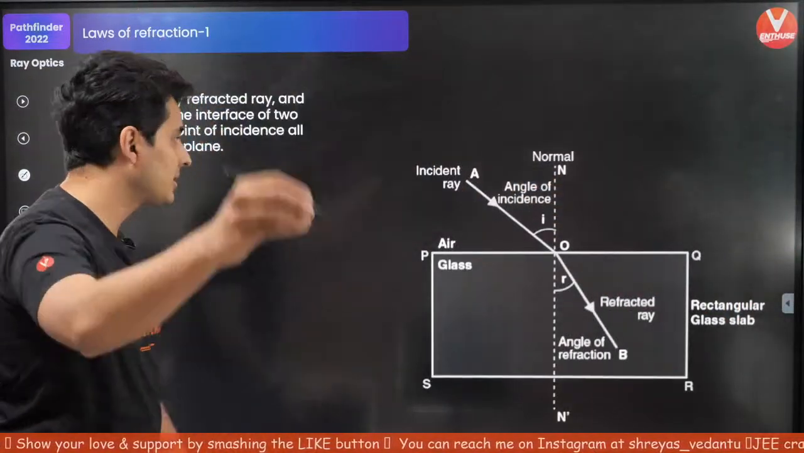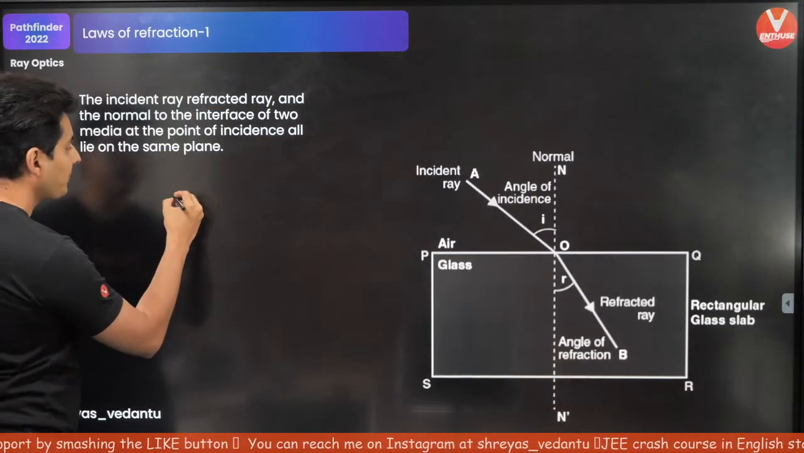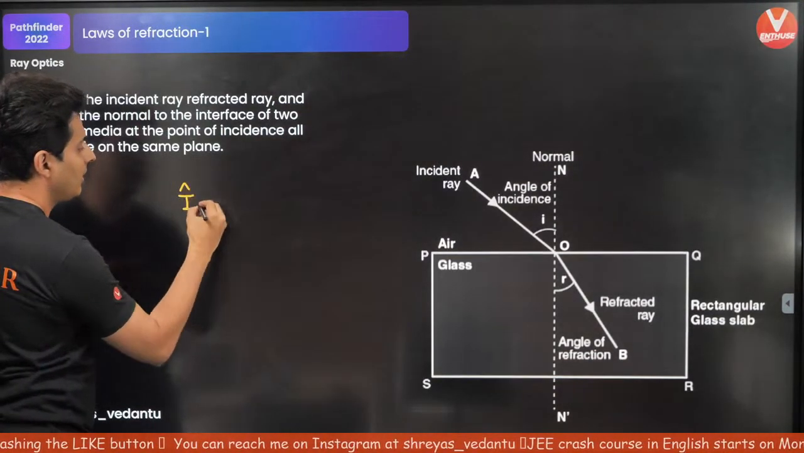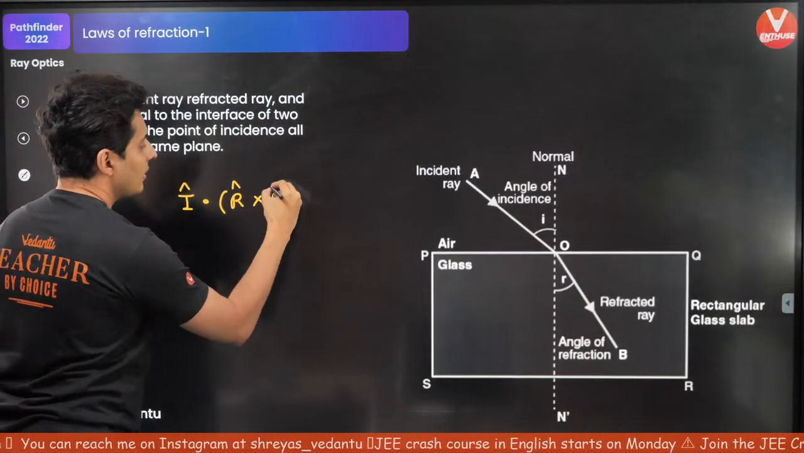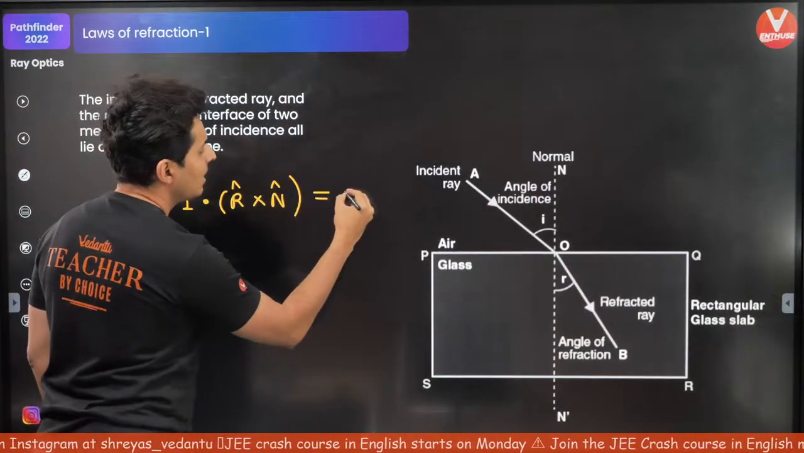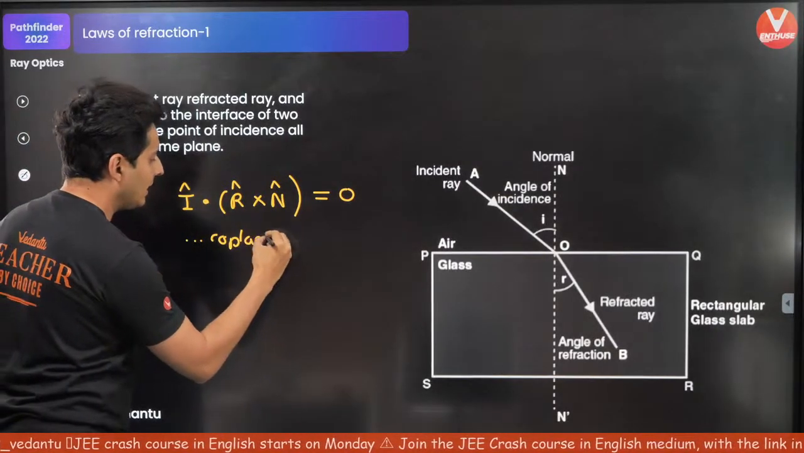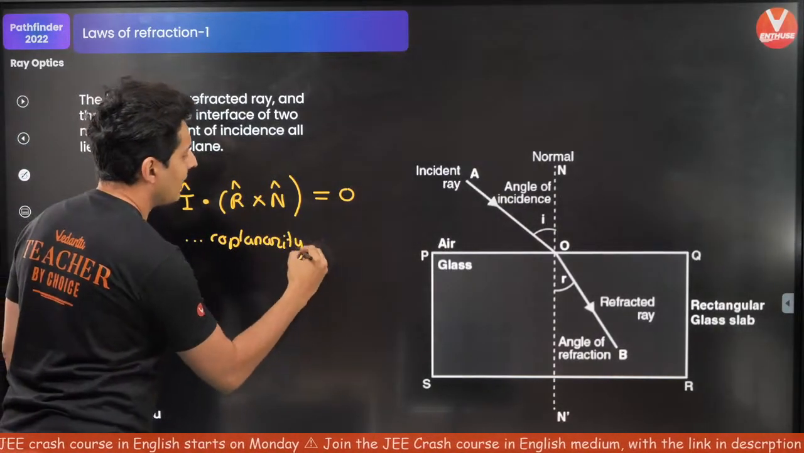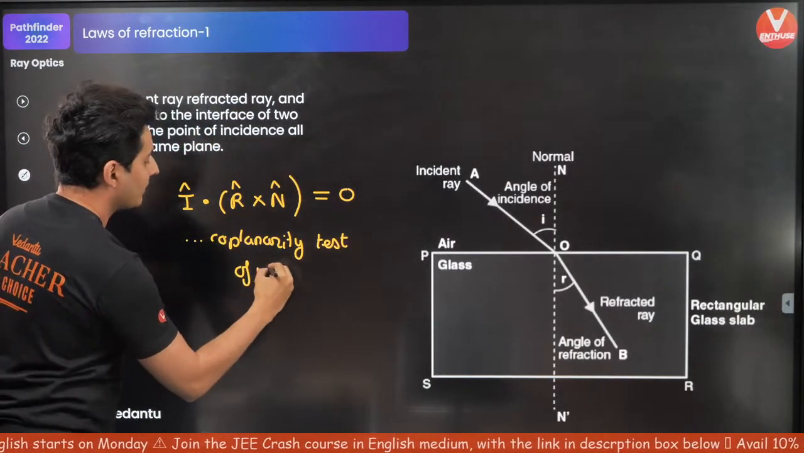That means for coplanarity, I can write incident ray dot refracted ray cross normal ray, unit vectors, doesn't matter what you take, will be 0. This is nothing but your coplanarity test of vectors.